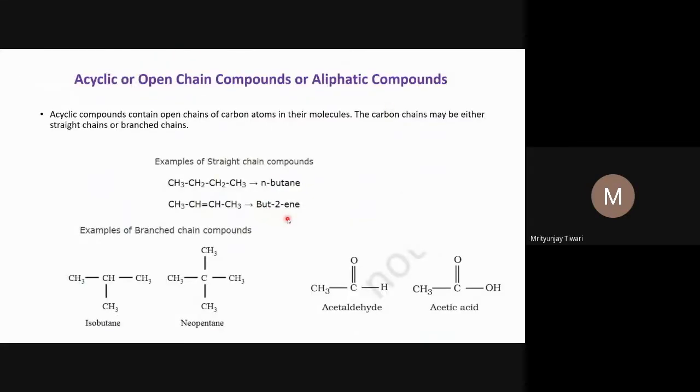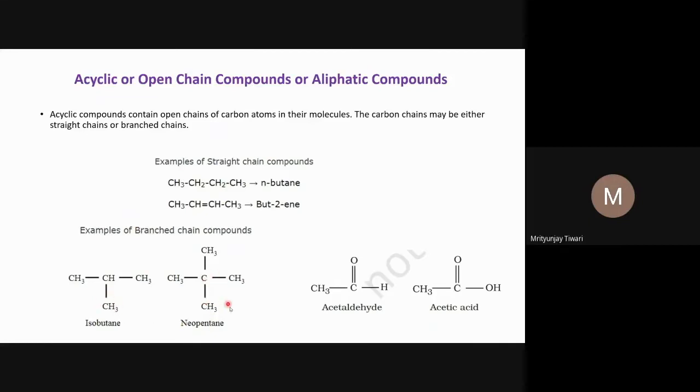Now, examples of branched chain compounds. What if this CH3 group is brought to this position? The CH3 group will migrate here, and one hydrogen from here will go there to complete the valency of this CH2 group. This one is called n-butane, and this is called isobutane. In isobutane we see there is a branch at the second carbon: first, second, and third, and at the second carbon there is one CH3 group. This is a branched chain compound.